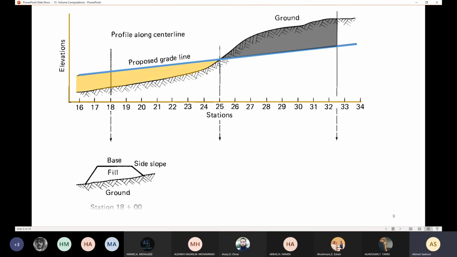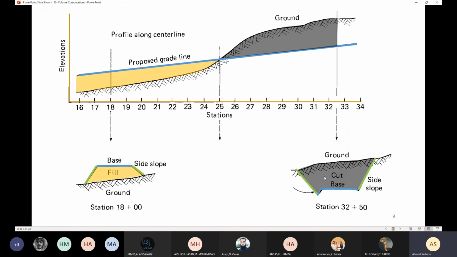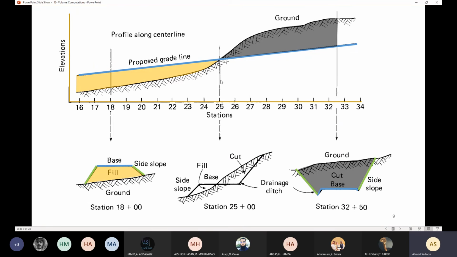So first here we have a part that needs to be completely filled, and here we have a part that needs to be completely excavated or cut, and here in the middle we have transition stations. We have a side that needs to be filled and the other side needs to be cut. Determining and understanding the cross sections is going to help me determine the volume that needs to be cut and the volume that needs to be filled.